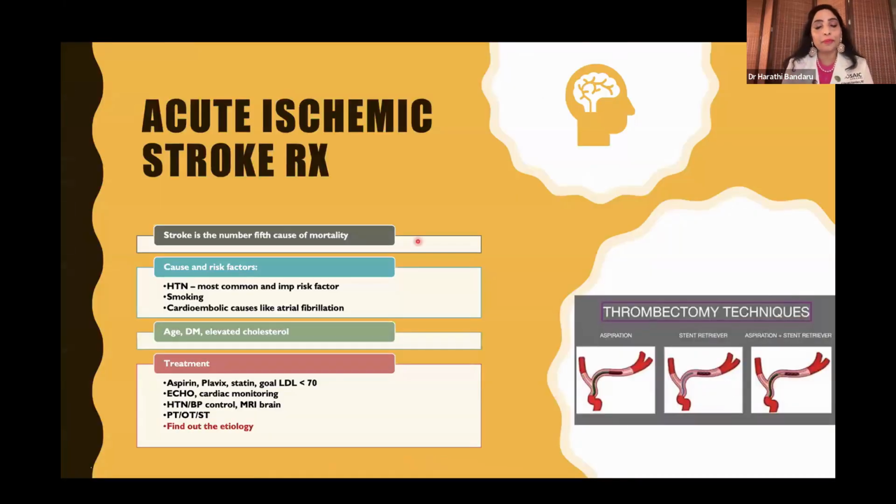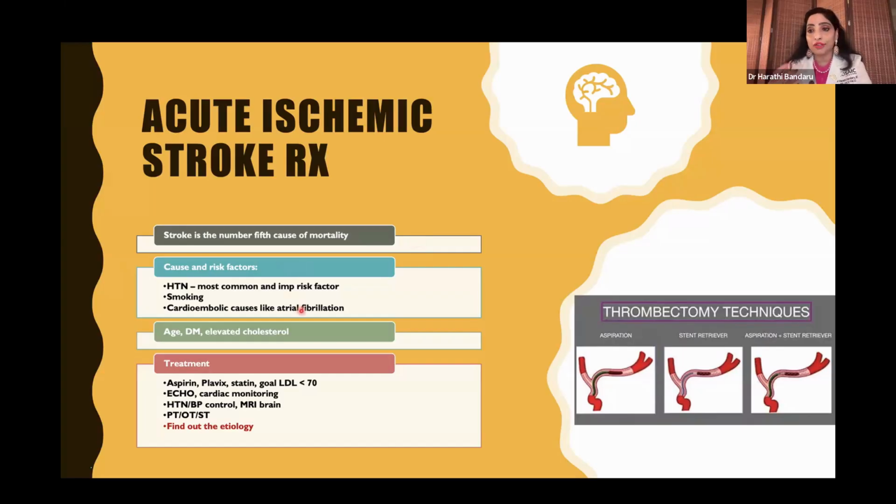Next, once you treat the patient, stroke prevention drugs are very important. As you know, stroke is the number 5 cause of mortality. Make sure you treat all the risk factors: hypertension, no smoking, diabetes, cholesterol management, and also identify the cause of the stroke, like cardiac monitoring, to identify whether the patient has a new onset of AFib. If it is a new onset of AFib, then the management changes. You should start the patient on anticoagulation no matter what, because that alone can save the patient.